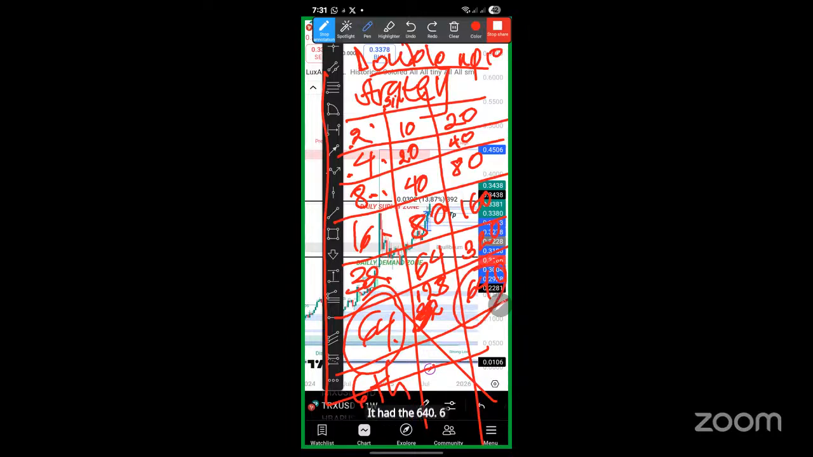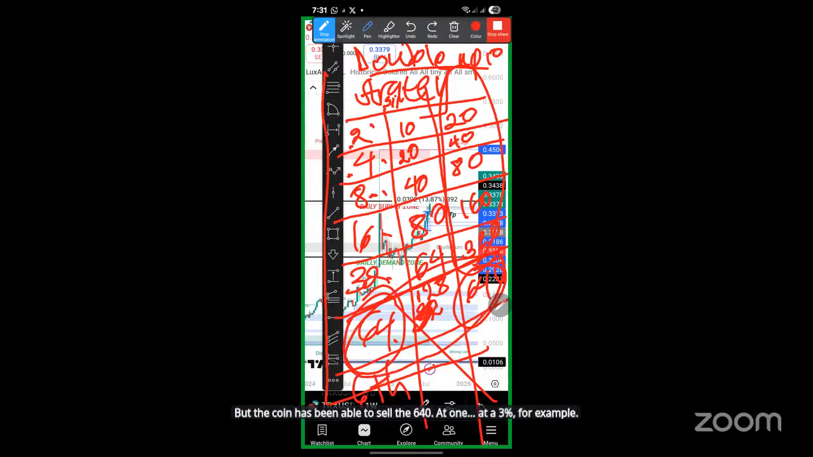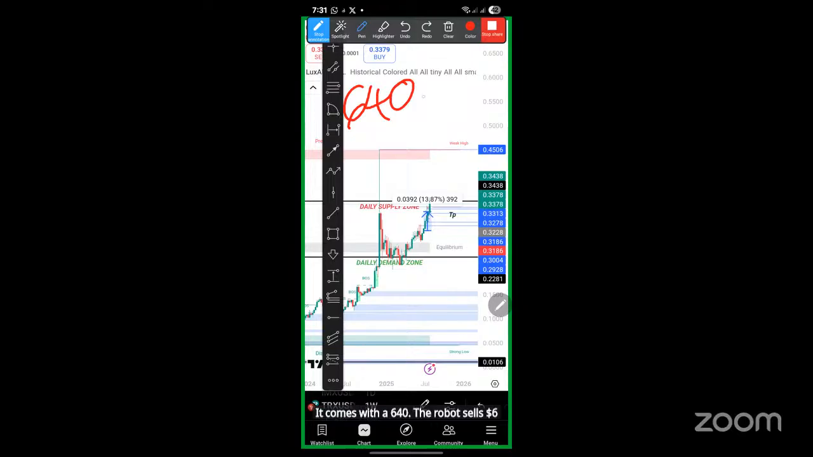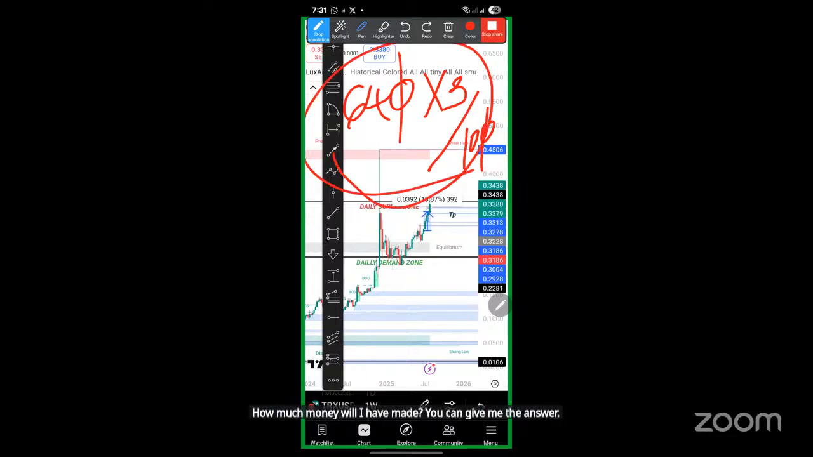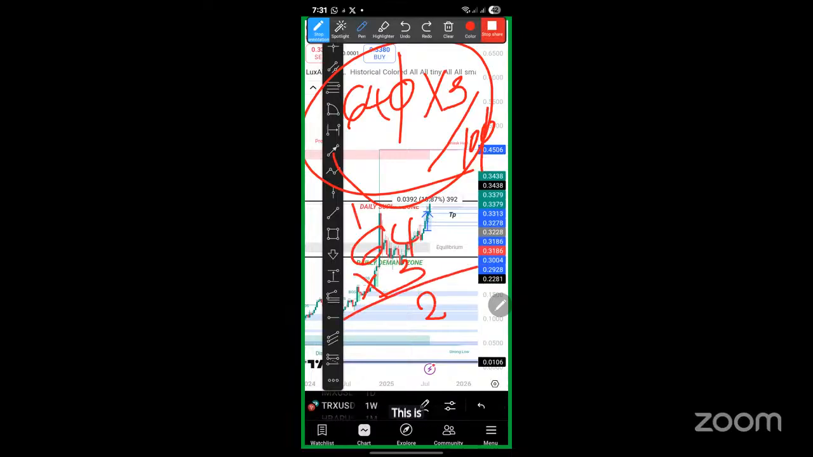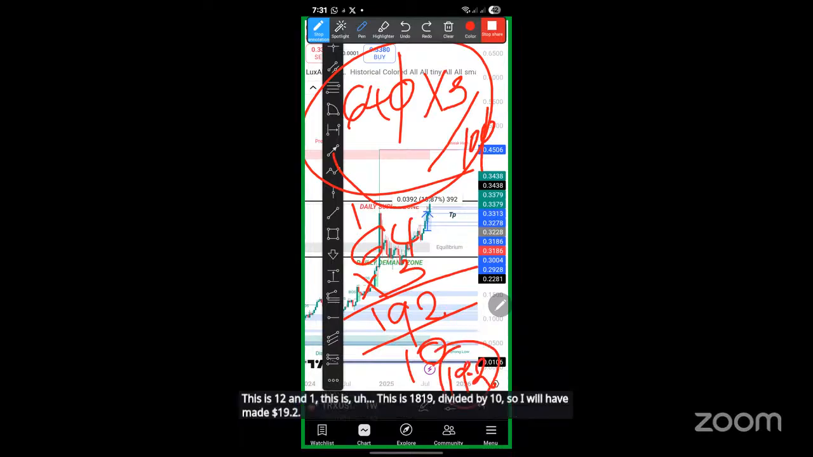640. Now, if this money is still in the market, but the coin has been able to sell the 640 at a 3%, for example. The robot sells $640 margin, 640 margin call at a 3%. How much money will I have made? You can give me the answer. You understand? 64 times 3. This is 12 and 1. This is 18, 19 divided by 10. So I will have made $19.2. You understand? Within one margin call.